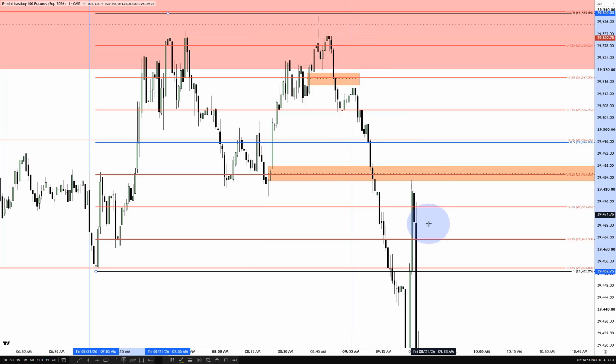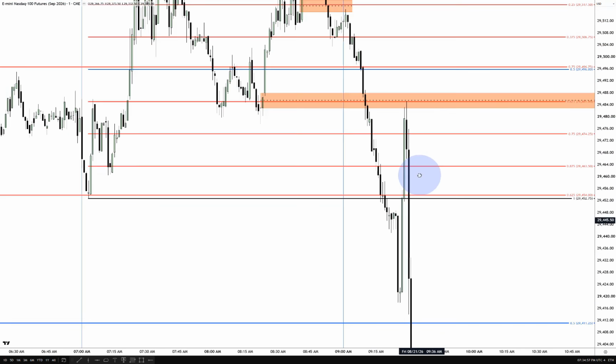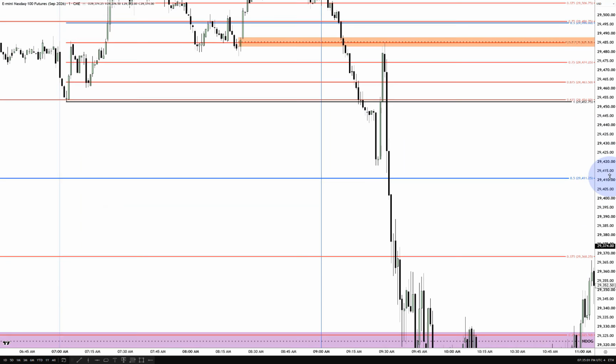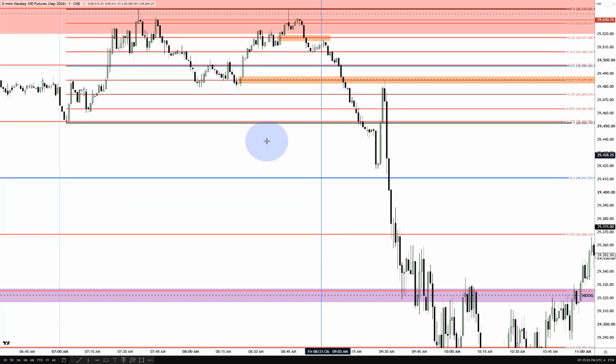So we have this rip up into that, one more time tapping into this inversion, and then rips all the way through. Look at this. Who could have known it was going to behave like that? I mean, really, because it was consolidating between 7 o'clock and 9 o'clock. And good old ICT's logic comes shining through again. But nobody wants to talk about that.